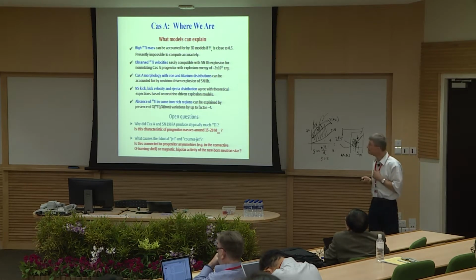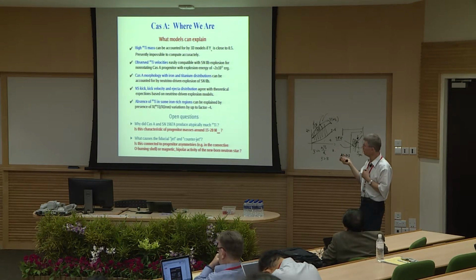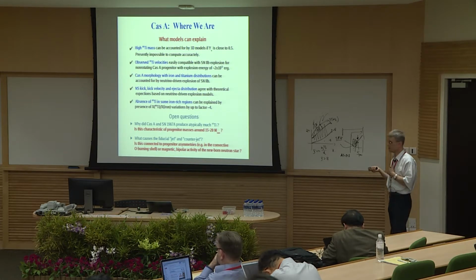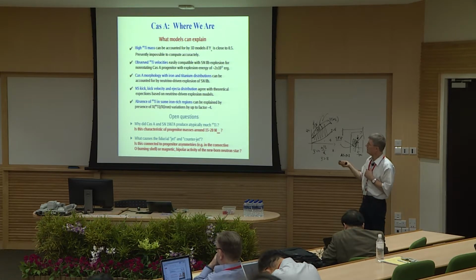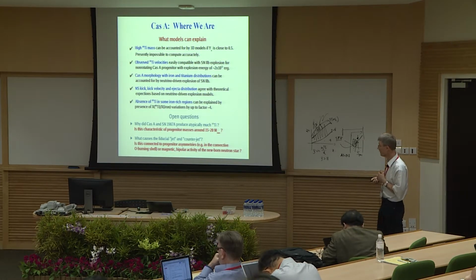Summary of Cas A. So we can explain the high titanium mass by multidimensional modeling. We reproduce the observed titanium velocities, the morphology, and the titanium distribution, the neutron star kick velocity, and ejecta distribution. We also understand why titanium-44 is absent in some regions where you see high concentrations of iron.